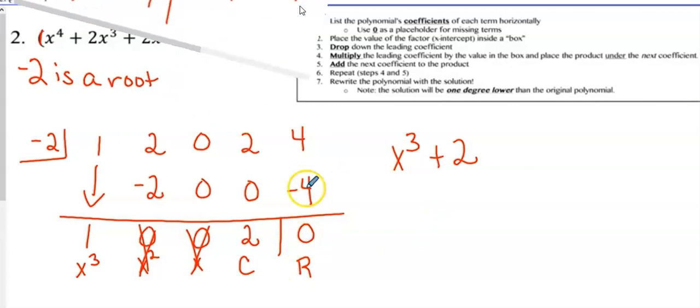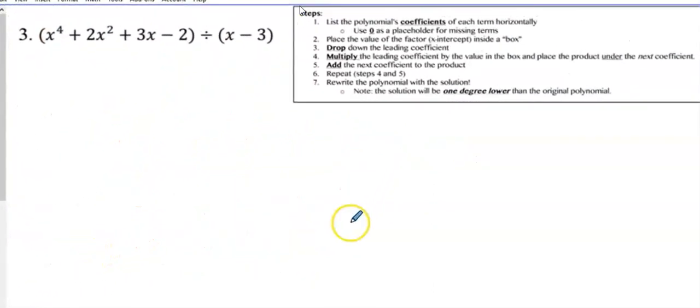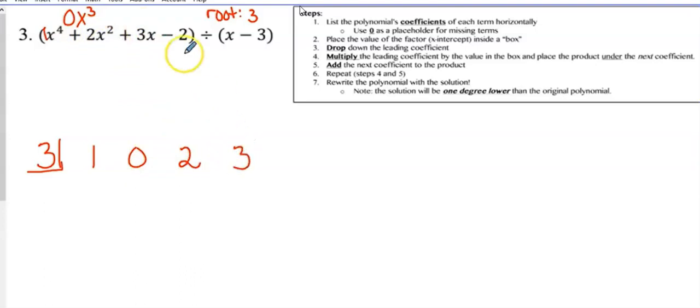Okay? All right, let's try another one, and we'll still have the steps up there. Do I need any placeholders? Let's see, I've got 4, 2, 1 constant. So yes, I need a 0x cubed. Okay, my factor is x minus 3, so that means the root, or what I'm going to write in the box, is positive 3. So let's put a positive 3 here. And then start listing coefficients. I've got a 1, a 0, a 2, a 3, and a negative 2.